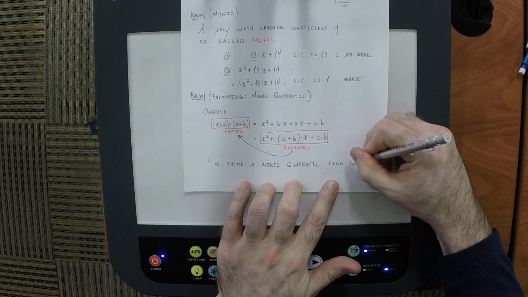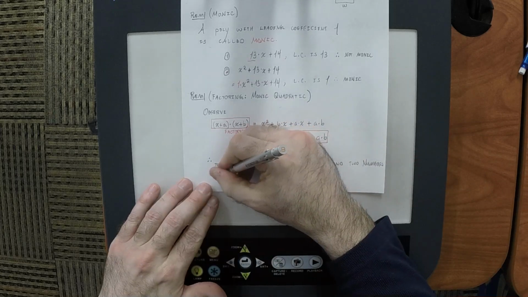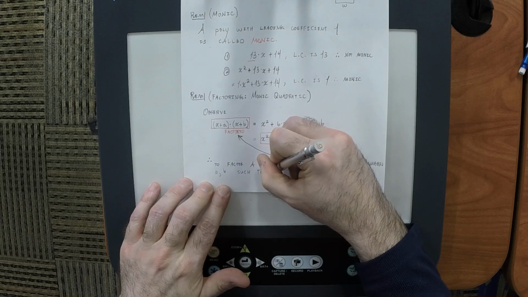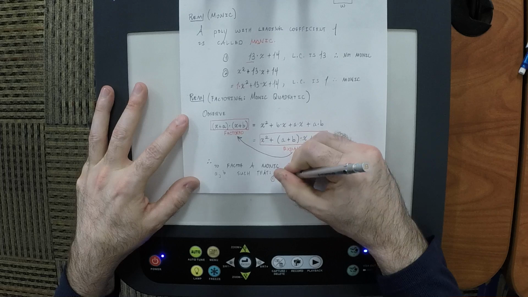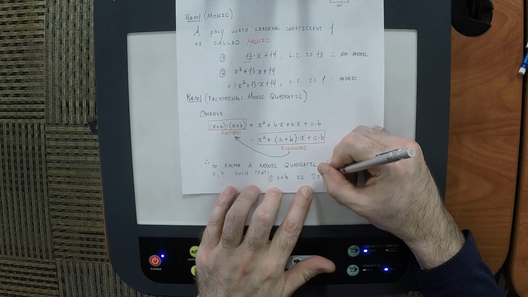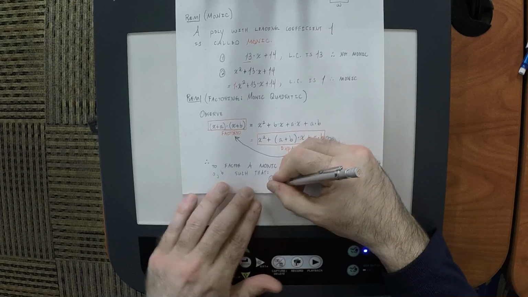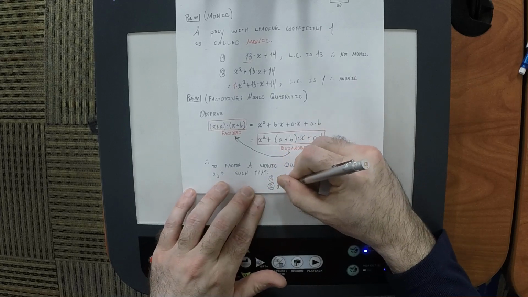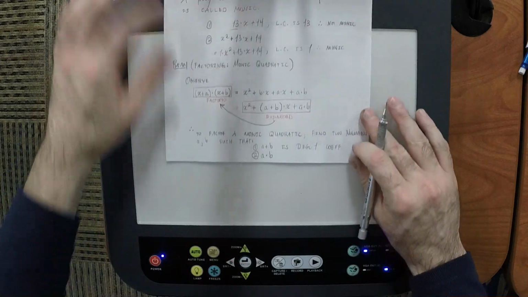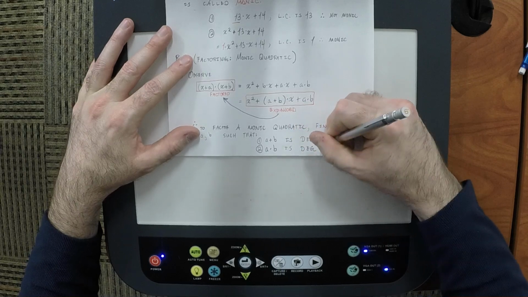To factor a monic quadratic, find two numbers a and b such that two things are true. One, a plus b is the degree 1 coefficient, and two, a multiplied by b is the degree 0 coefficient.